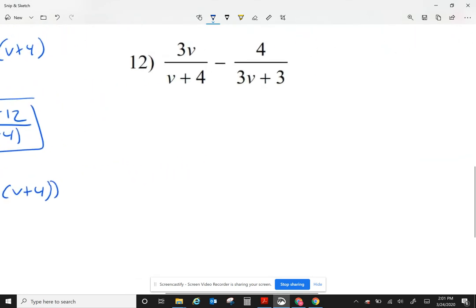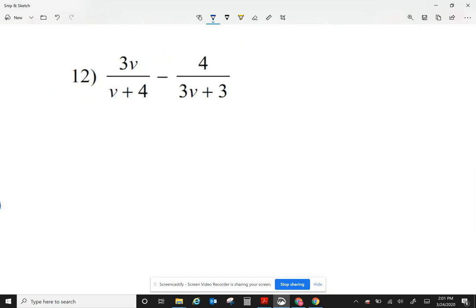All right, let's take a look at number 12. Let me see if I can factor anything. From the bottom of my first fraction, there's nothing I can do. From the bottom of my second fraction, I can factor a 3. Now, I check on the top if I can cancel anything. In this case, I cannot. So my least common denominator will be v plus 4 and 3v plus 3.